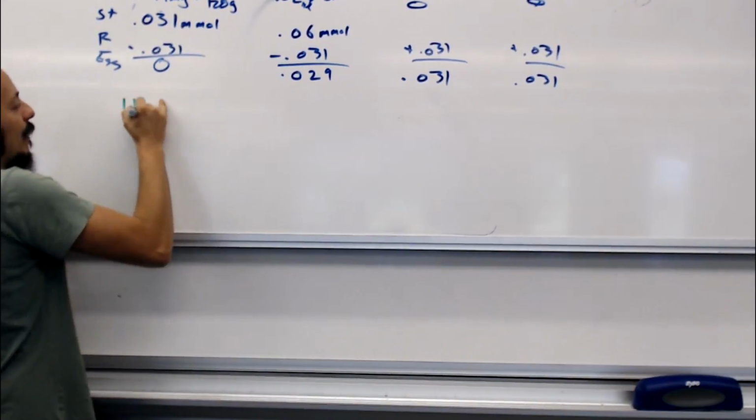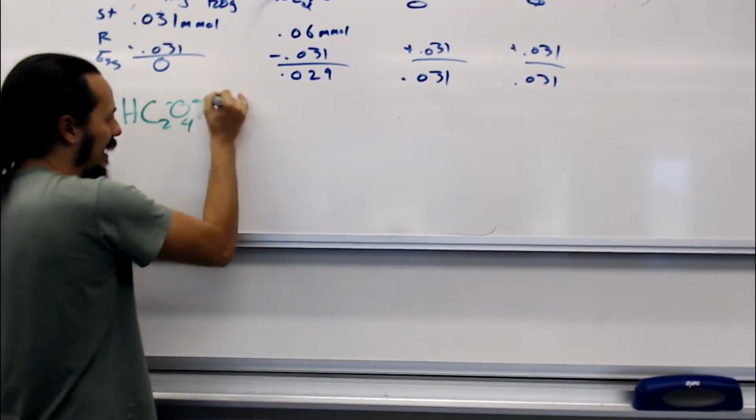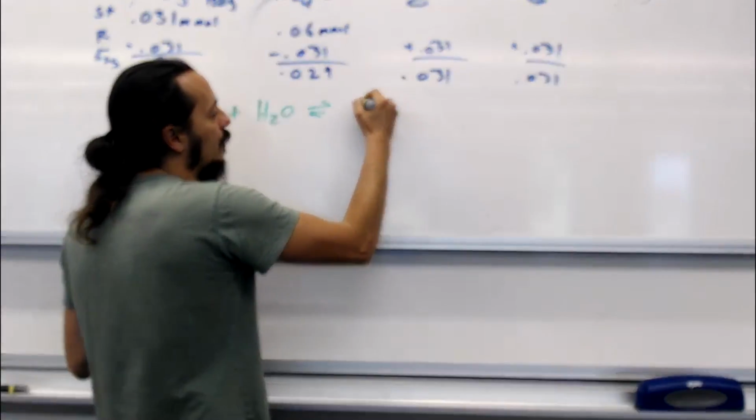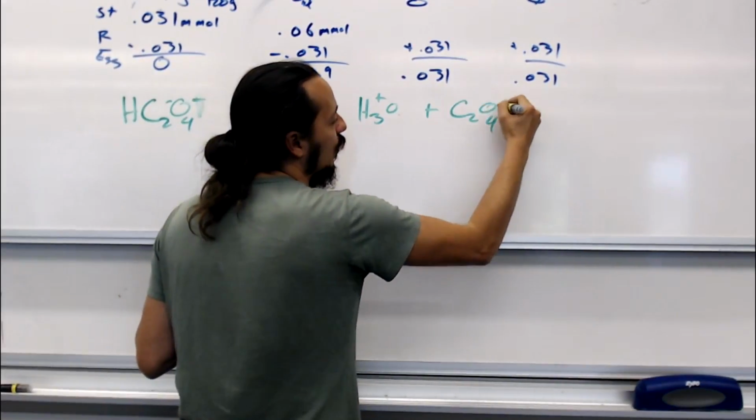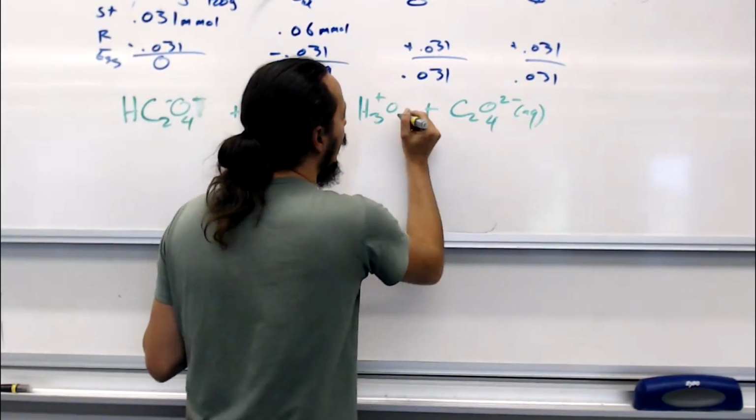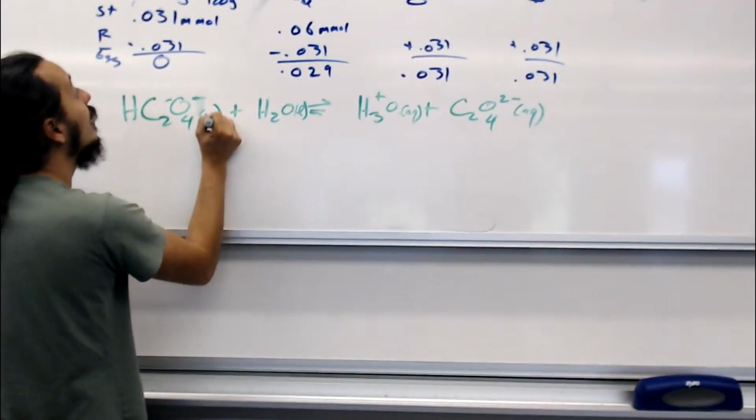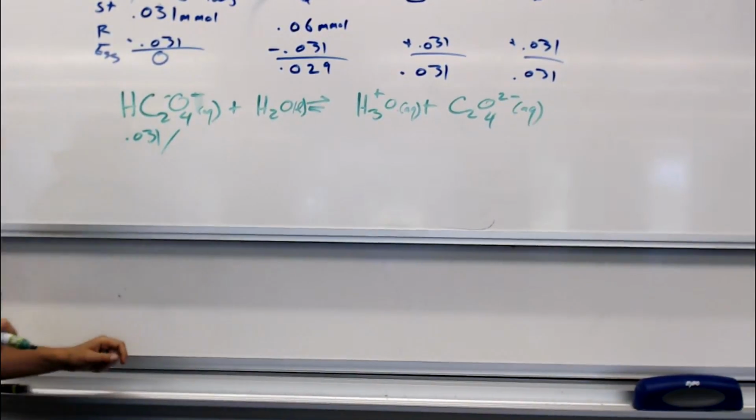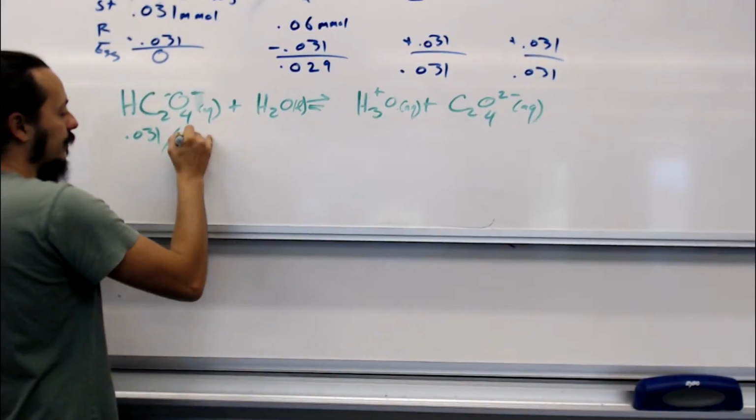So I'm going to look at my HC2O4 minus plus H2O goes to H3O plus plus C2O4 2 minus. Aqueous, aqueous, liquid, aqueous. I'm going to start with 0.031 over my total volume, which in this case would be 0.14 plus 0.02, which would be 0.16.